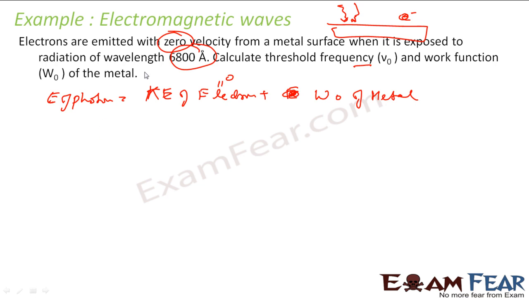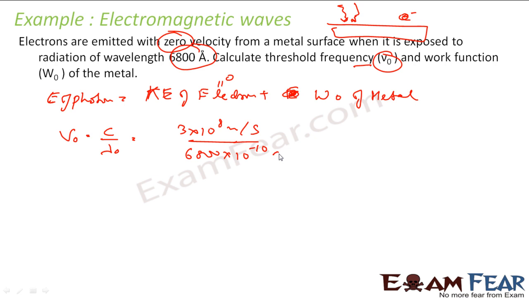So the first thing is you have to find the frequency. Frequency also is nothing but c by lambda. C is 3 into 10 to the power 8 meter per second. And lambda here is 6800 angstrom, convert into meter. So I'll get 68 into 10 to the power minus 8 meter. So if you solve this, you get 4.41 into 10 to the power 14 hertz. This is the frequency, right?